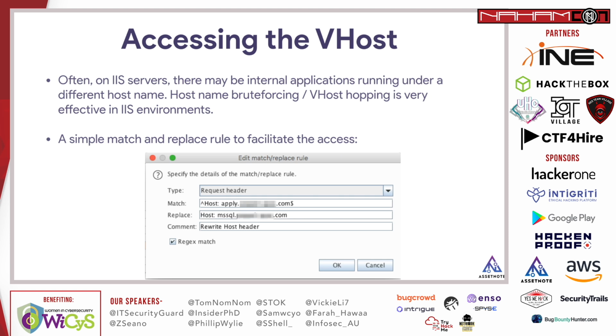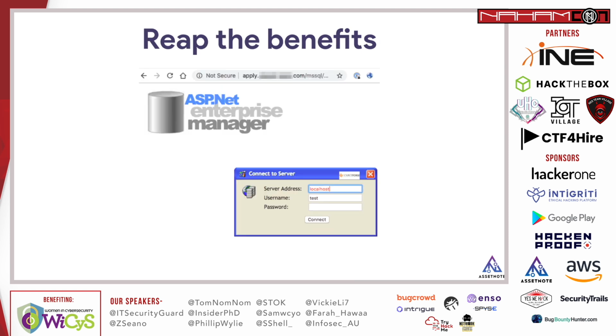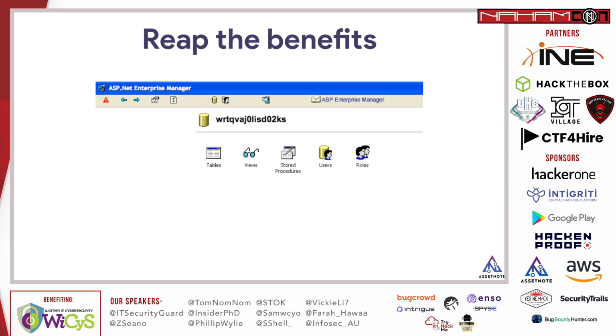In this example, I just added a simple match and replace rule in Burp that replaced any host header which had apply.company.com with the host header mssql.company.com. In return, when I visited the subdomain, you can see that it prompted me with this ASP.NET Enterprise Manager. Now, this was really interesting, and I played around with it a little bit, got access to the post-authentication part of the application, and reported the vulnerability. As I said, I got paid $1,900 for this bug.